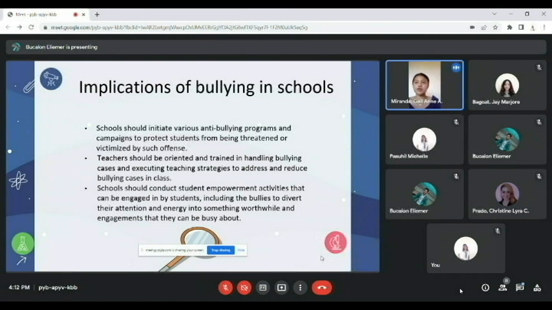Schools should conduct student empowerment activities that can be engaged in by students, including the bullies, to divert their attention and energy into something worthwhile and engagements that they can be busy about.